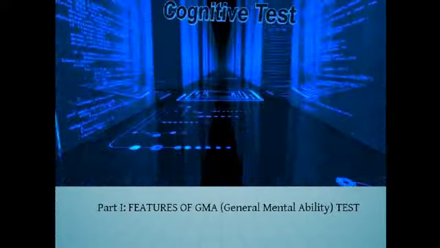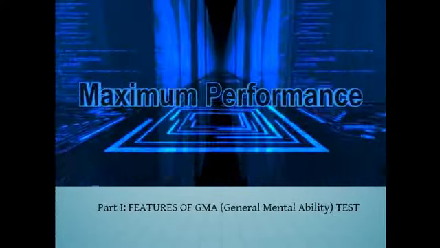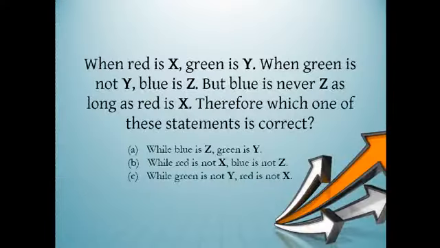So here are some examples, class, of cognitive and ability tests. So here's one. Here's a question. When red is X, green is Y. When green is not Y, blue is Z. But blue is never Z as long as red is X. Therefore, which one of these statements is correct? And you have options A, B, and C.